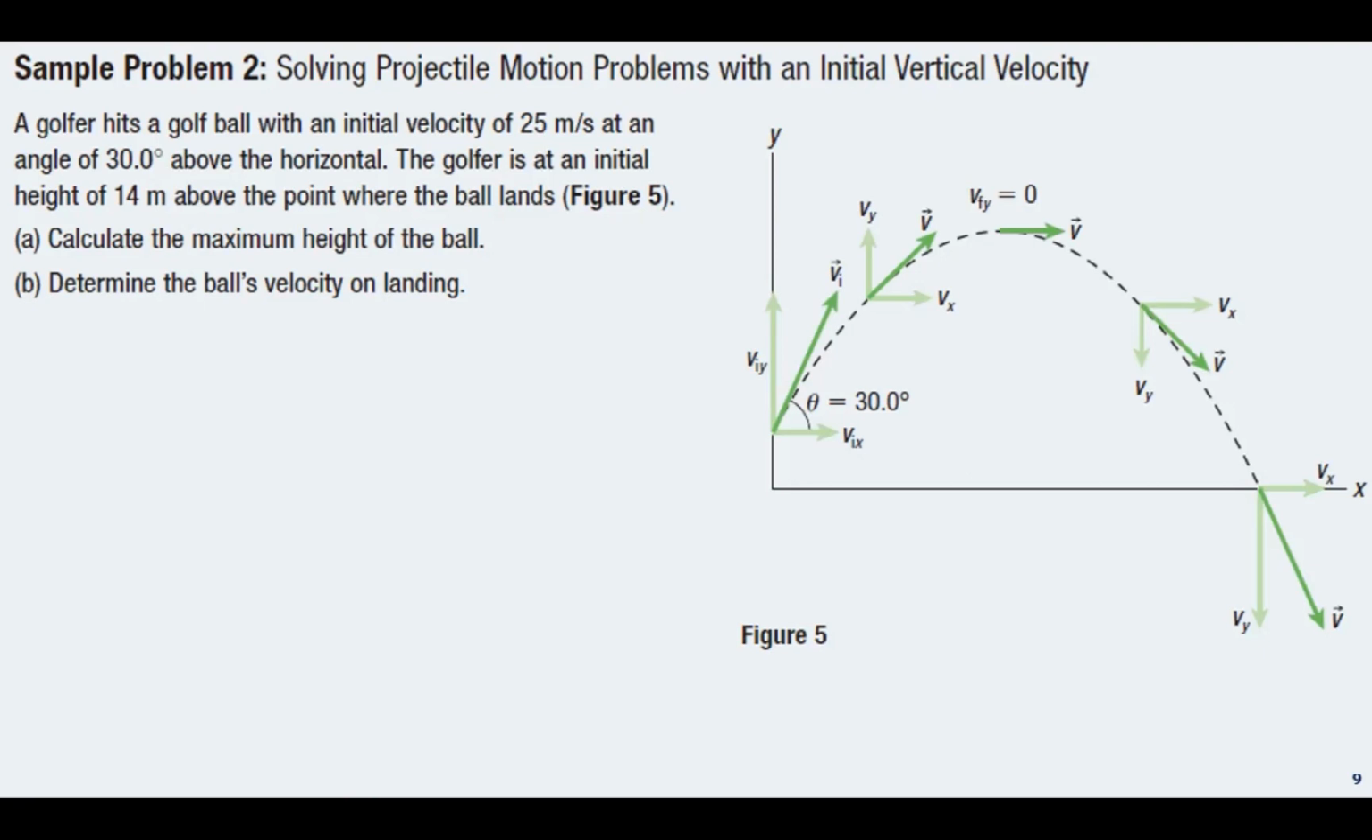Can you calculate the maximum height of the ball, and then determine the ball's velocity on landing? Again, I'll give you 5 minutes to consider this question by yourself, and then we'll have a look at the solution together.